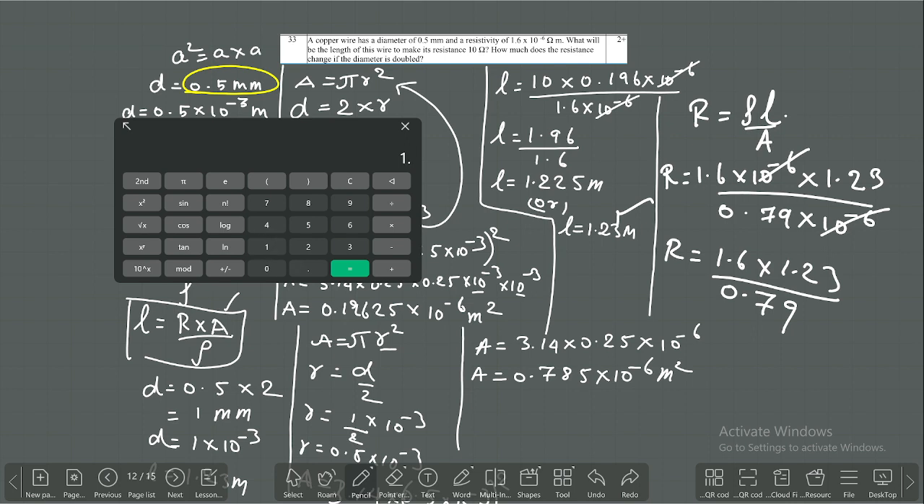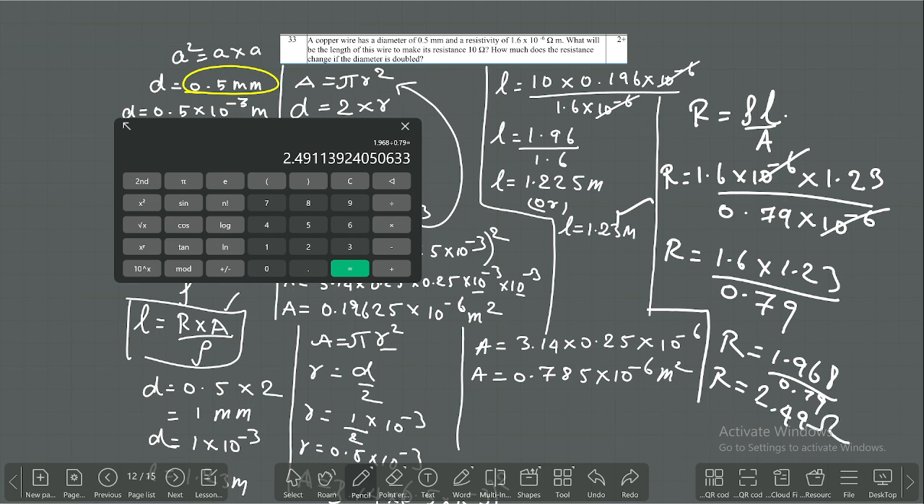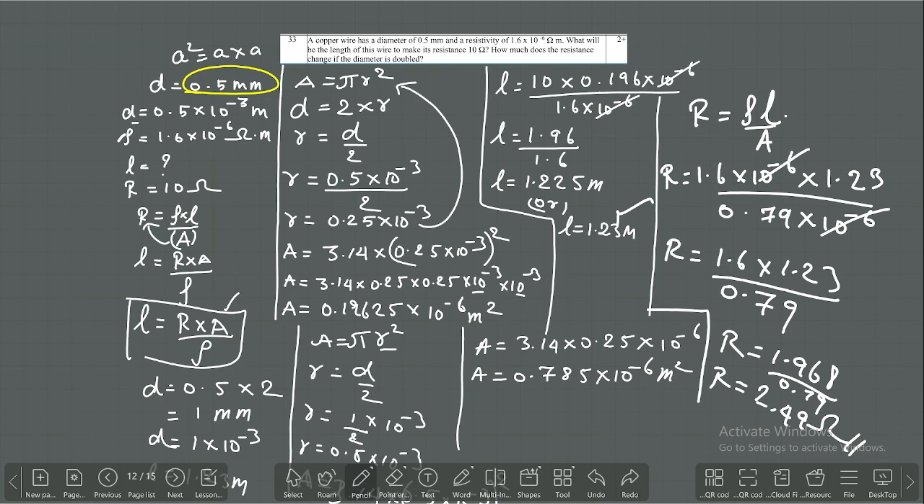What is the numerator part? 1.6 into 1.23. So the answer you are going to get over here is 1.968. So the whole divided by 0.79. So R is equal to 2.49 ohm. The value of the resistance will be changed into 2.49 ohm.